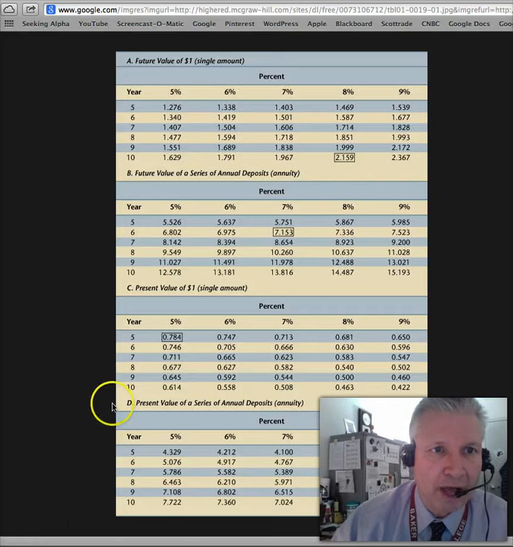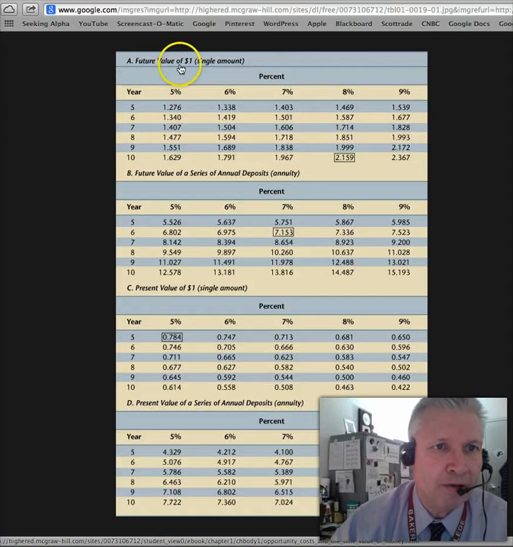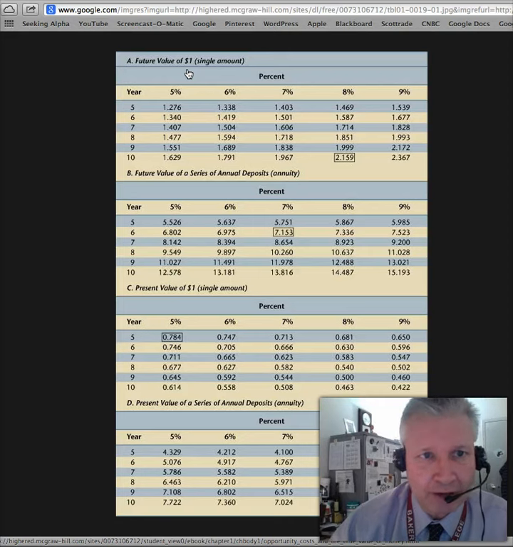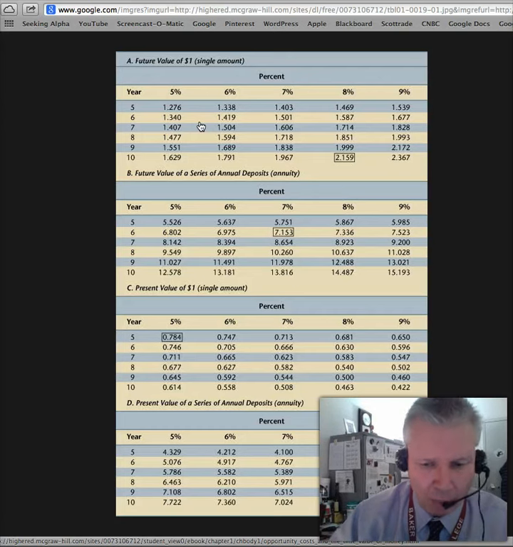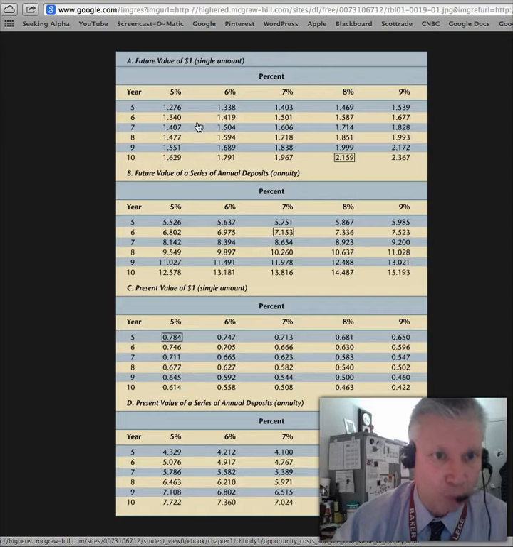So let's take a look at the tables that we have here. This top table, table A, is the future value of $1. I call this the future value of a lump sum. A lump sum, or a single amount of money, just means whatever dollars we're talking about, whether now or in the future, is one chunk of money. It's only going to happen one time. So this is not a series of payments or anything like that.